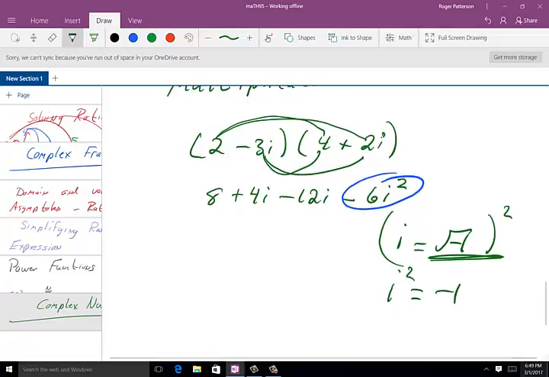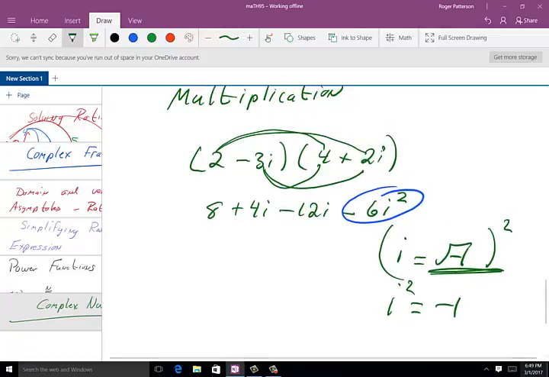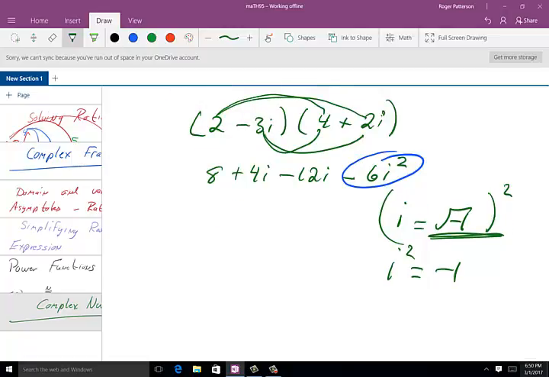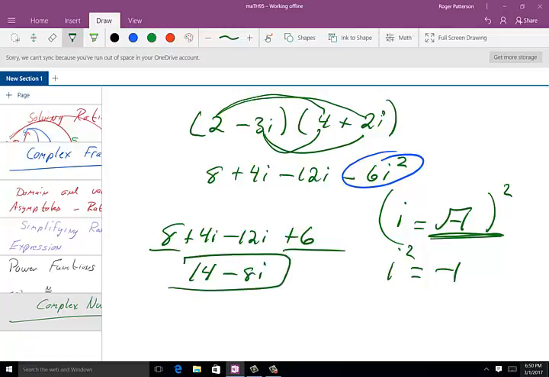So what happens is, all you have to do when you have an i squared is change this into the opposite sign, right? So then we would have 8 plus 4i minus 12i plus 6. That's all you have to really worry about. So i squared is just negative 1, so all it does is flip that sign. Now we've got to finish it though. So we get 14 here and a minus 8i there. I've got to make sure we finish it.